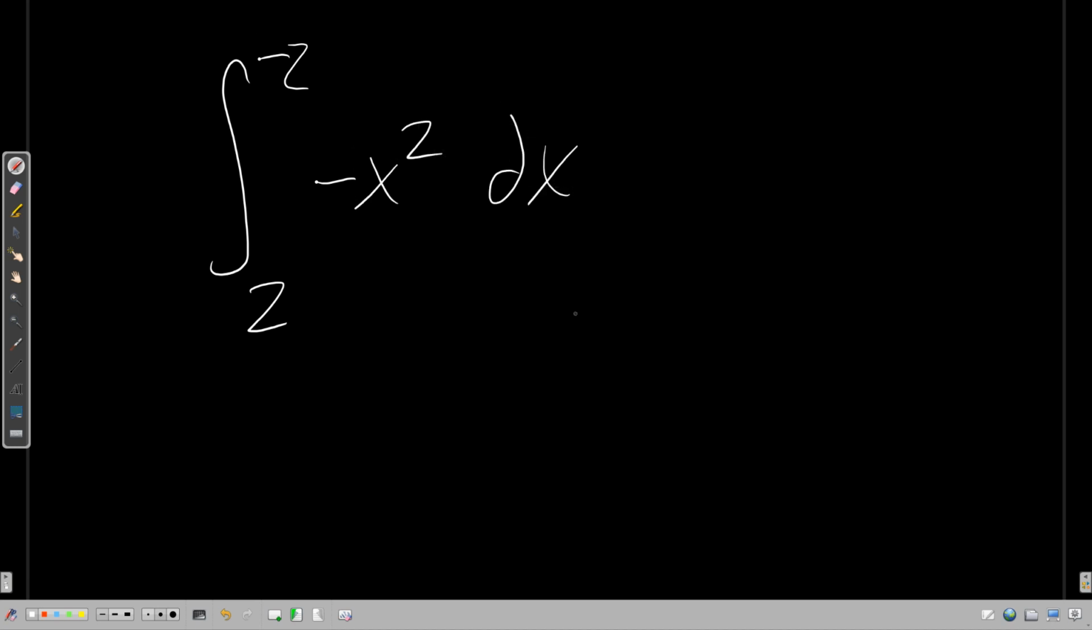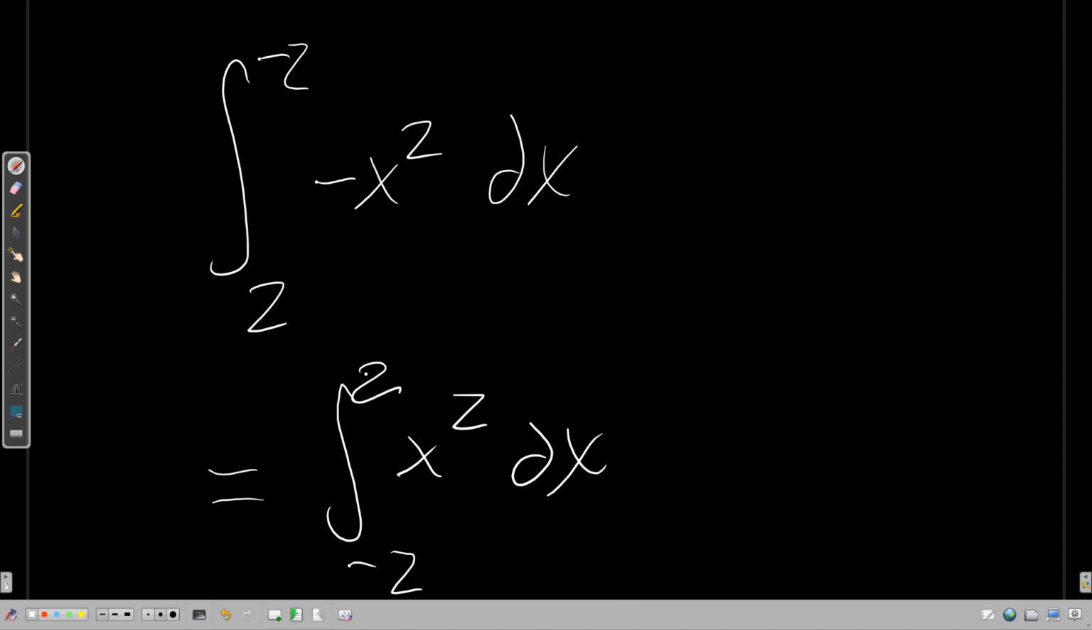One of the other properties might have been to integrate from 2 up to -2 of a negative x squared, and I might ask you for a rewriting of this, and you would multiply by a -1 to flip the limits of integration. Those are the same thing. All right. And let's see what else.